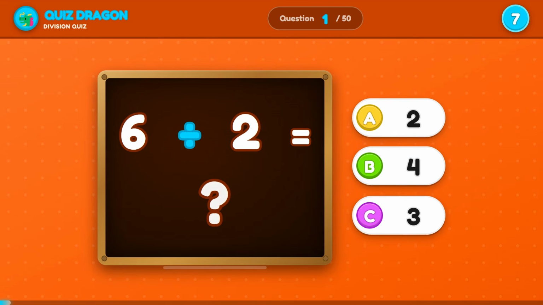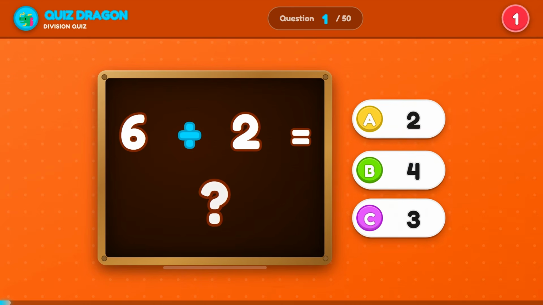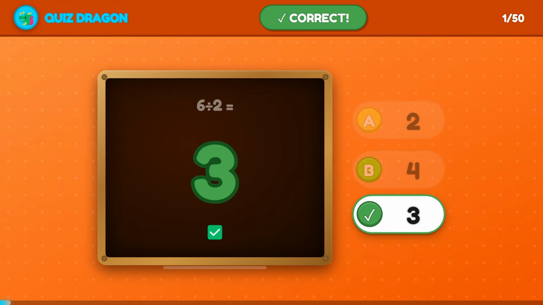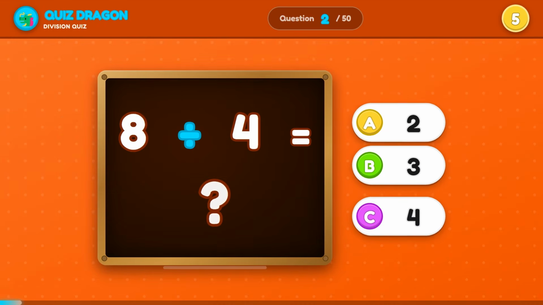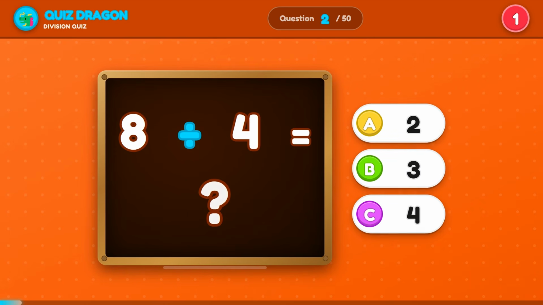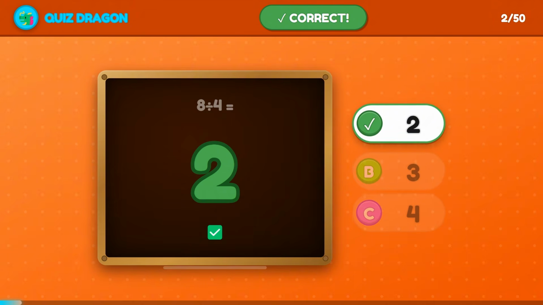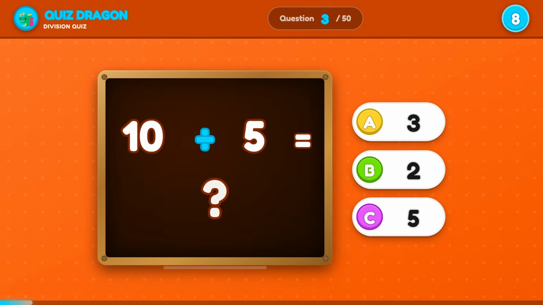Question 1. What is 6 divided by 2? The correct answer is C, 3. Question 2. What is 8 divided by 4? The correct answer is A, 2. Question 3. What is 10 divided by 5?